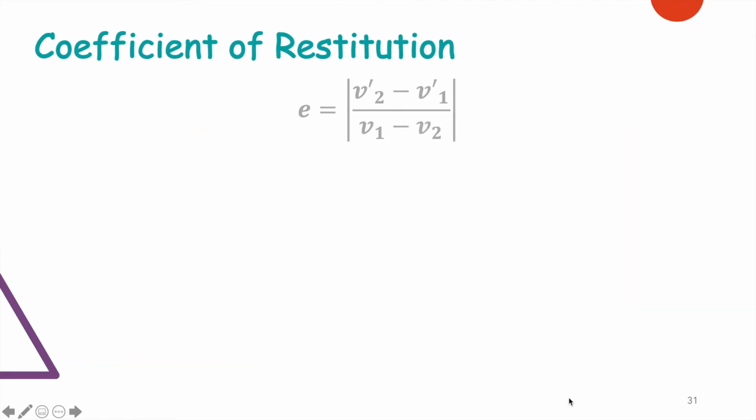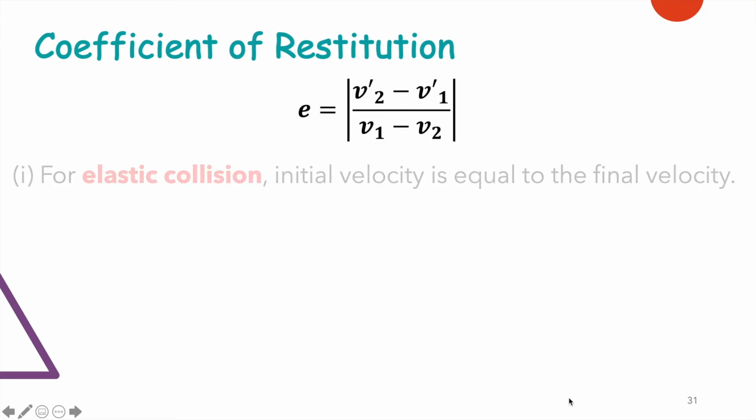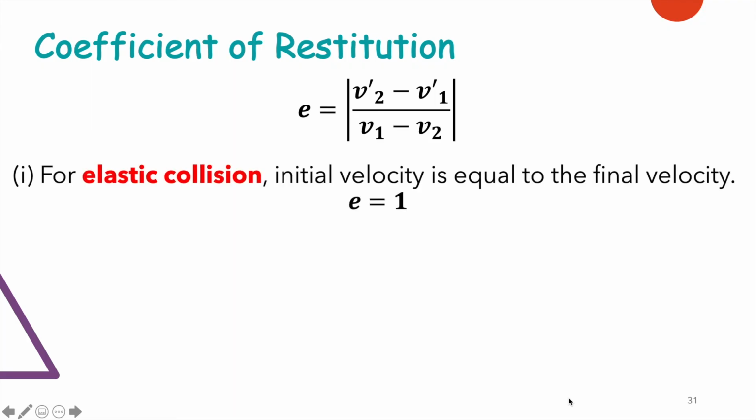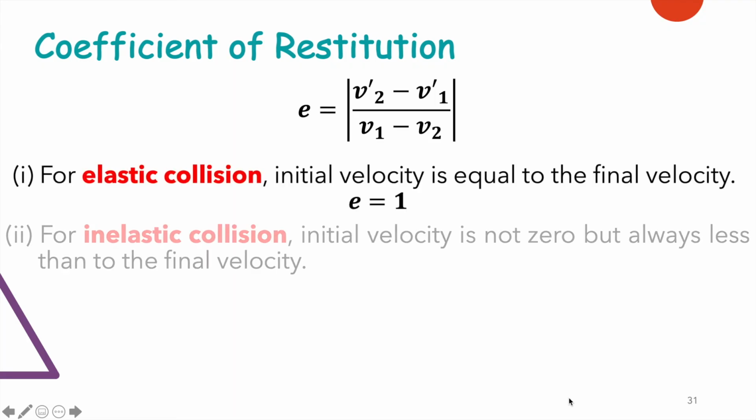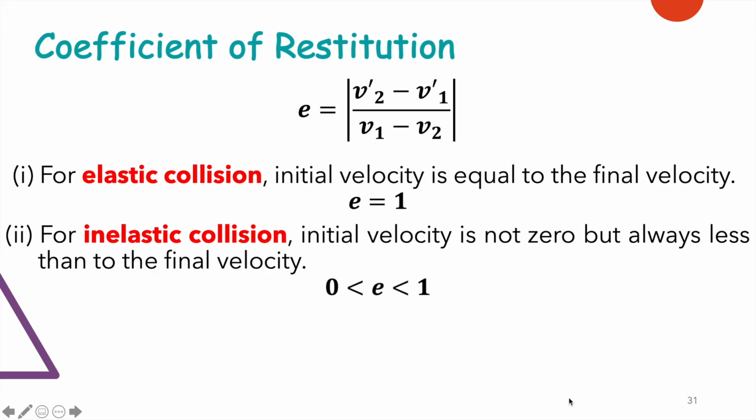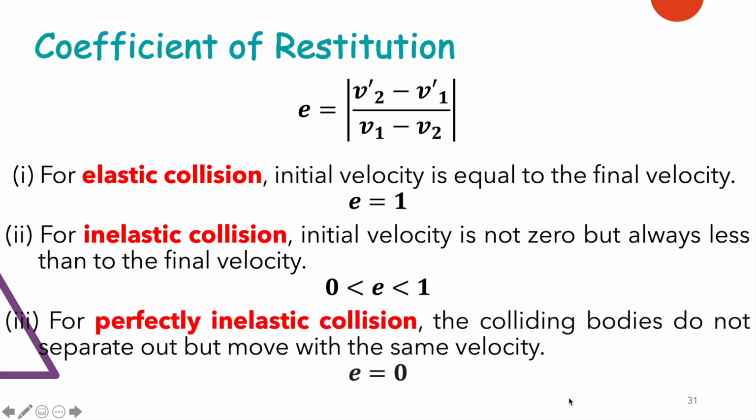One of the ways to determine the type of collision is to calculate the coefficient of restitution, given by this equation. If e is equal to 1, then it's elastic collision. If e is greater than 0 but less than 1, it's inelastic collision. And if the coefficient is equal to 0, then it's said to be a perfectly inelastic collision.